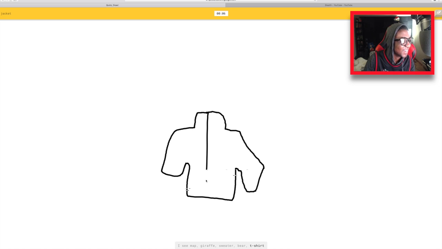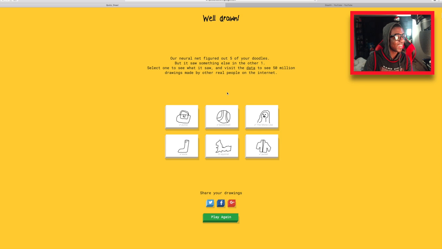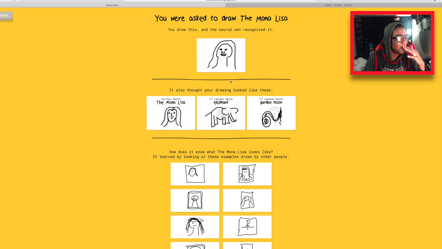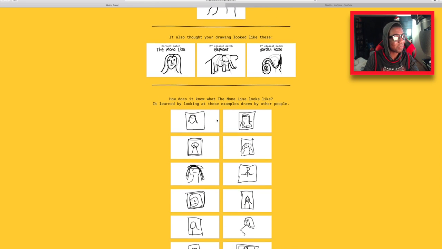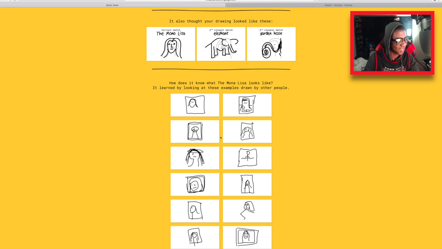What do I... All right, we got a zipper. Right, got the zipper. It's a jacket, yay. So I got the squirrel wrong. How did he get Mona Lisa from that? Are you guys... Look at my Mona Lisa, bro. Okay, the Mona Lisa. Here's everybody else's version of Mona Lisa.